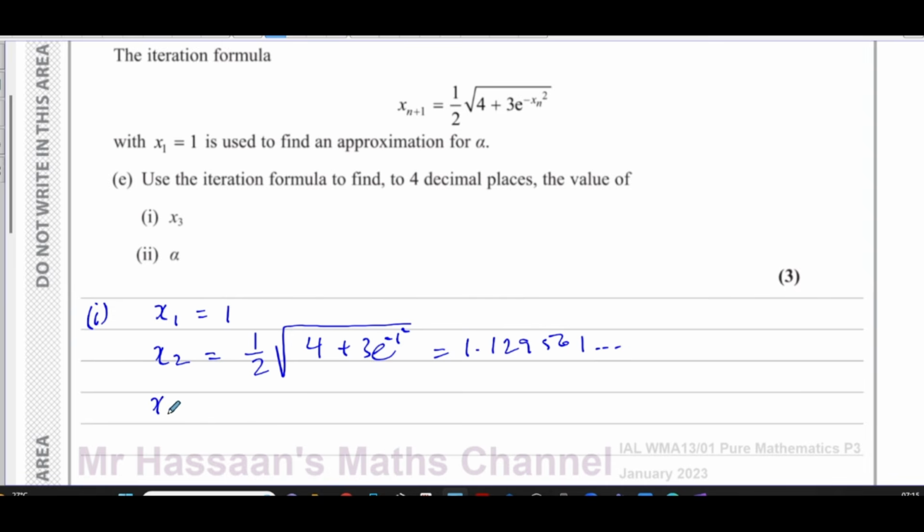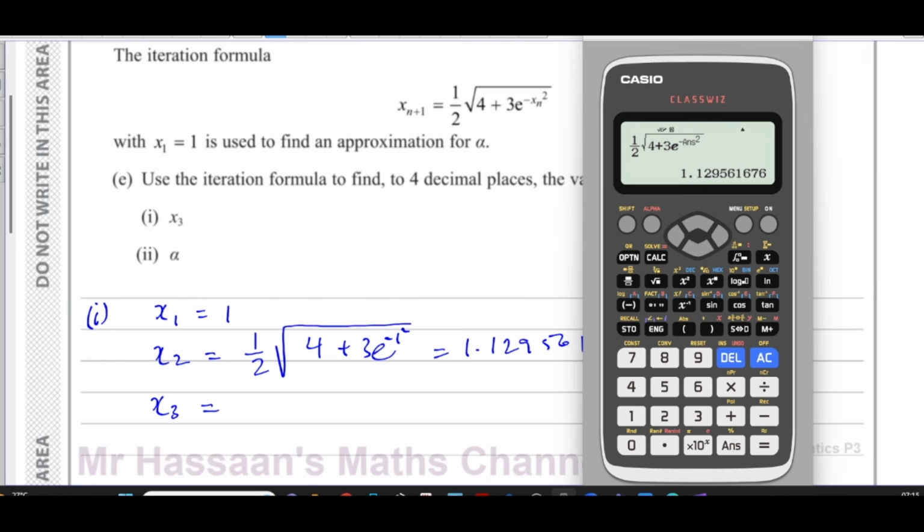Then we want to find x3. What we should do is press now. This is now our answer, and what we have to do now is put this back inside this formula. To find x3, I take this value and put it back where it says xn. So in this case, it will be xn plus 1 now, right? So we're going to put this back into here, and we'll find the value.